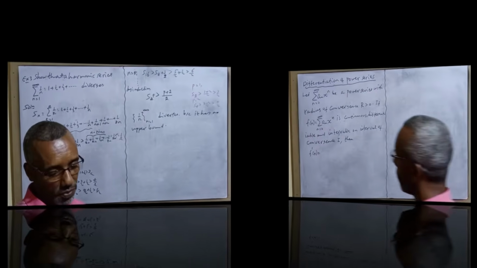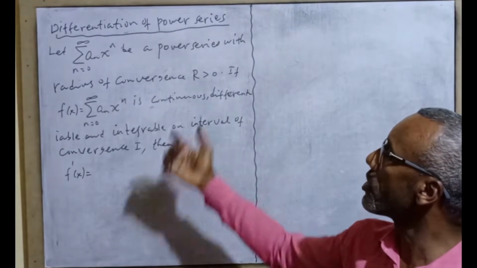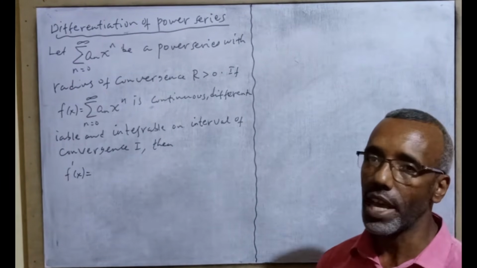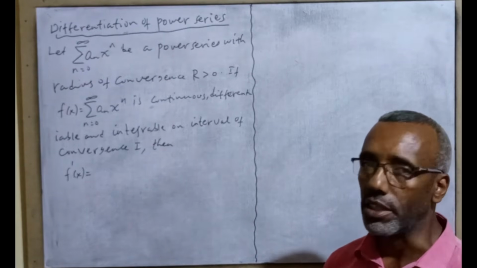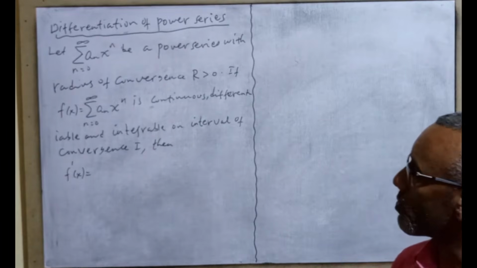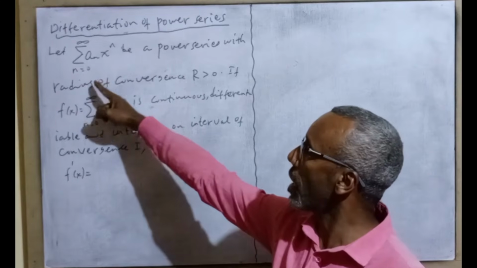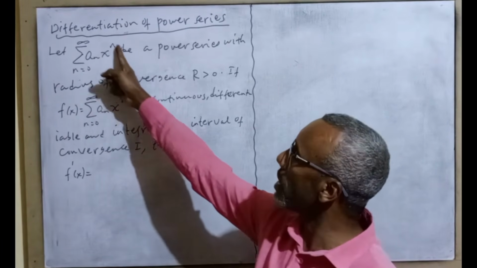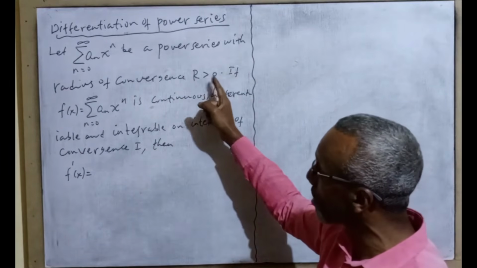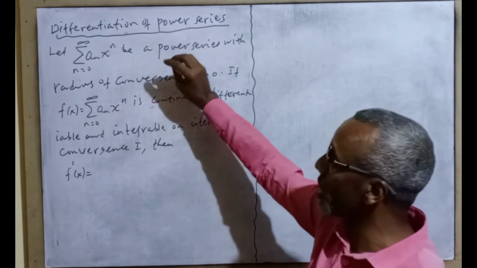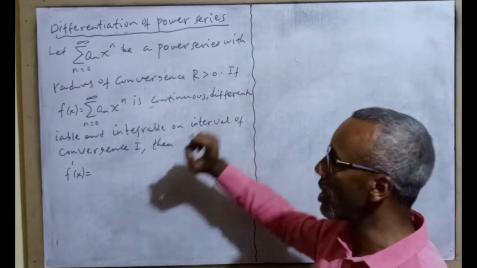it is divergent. The next topic we are going to see is differentiation of power series. Given any power series, we may find its derivative. So, differentiation of power series: let the sum of a_n x raised to n, as n runs from 0 to positive infinity, be a power series with radius of convergence r greater than 0.